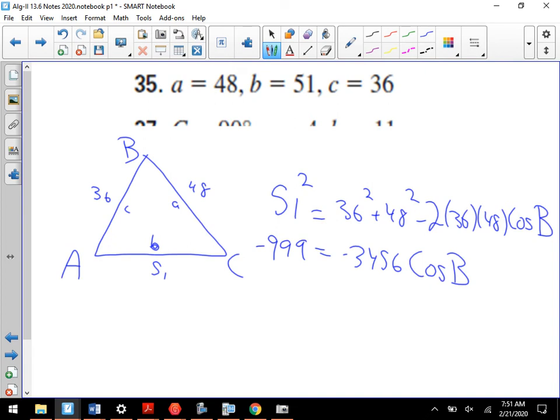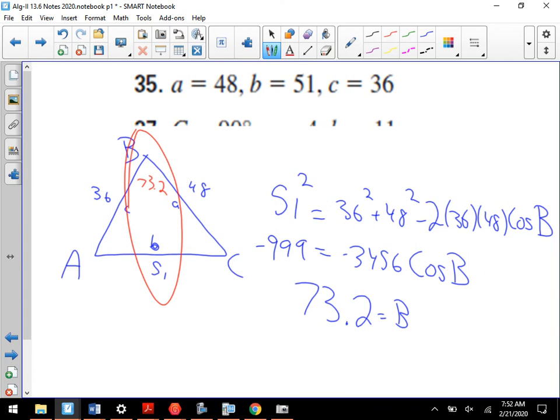Inverse cosine of my answer, and I get 73.2. When I round to 2 decimal places, I got 73.2. Now, the biggest mistake people make with law of cosines and law of sines is that you do so many things with both, at one point you might accidentally hit sine when you're doing cosine. So be sure that you hit cosine on the calculator. Okay? So now you have the angle.